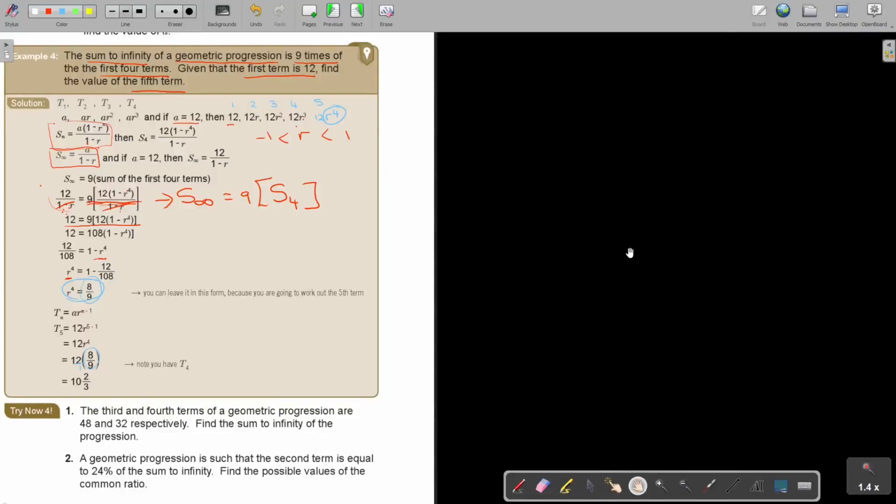Okay, let's start with number 2. A geometric progression is such that the second term is equal to 24% of the sum to infinity. Find the possible values of the common ratio. Let's start with that statement. The second term is 24%, so percent means out of 100, of the sum to infinity. With that, I'm going to start working.